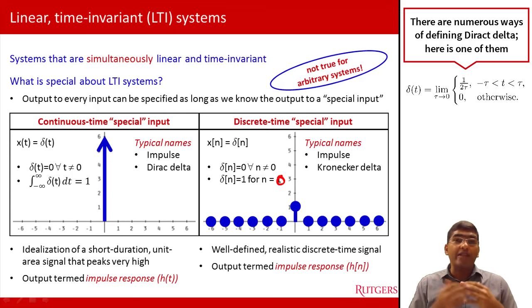Now, let me repeat that point: you can input an impulse to any system in the world, and the output of that impulse will be the response to an impulse. But it is only for the case of LTI systems that knowing this output, this impulse response, enables you to know the output to every possible input.